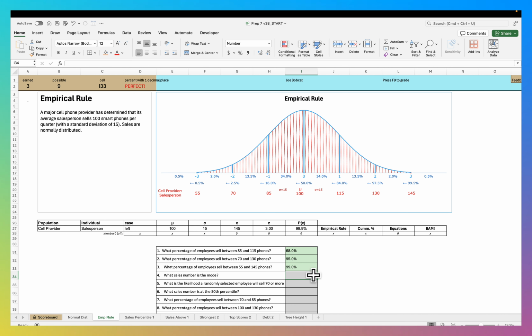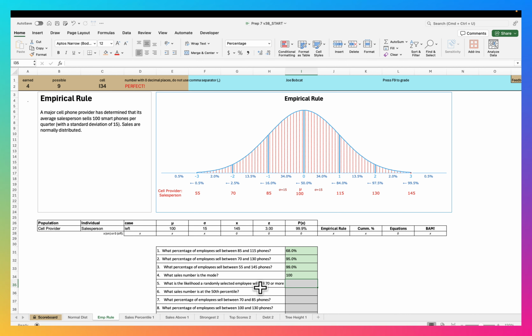What sales number is the mode? Remember, the mean, median, and mode are the same in a normal distribution. So if the mean is 100, the mode has to be also. Which kind of makes sense, right? The mode means where you're going to have the most values, the most entries or the most dots at that number.